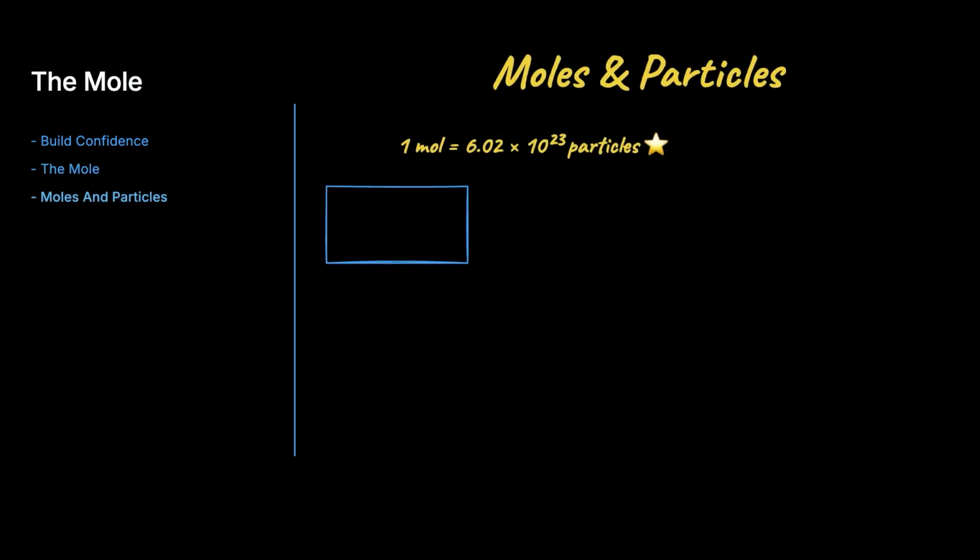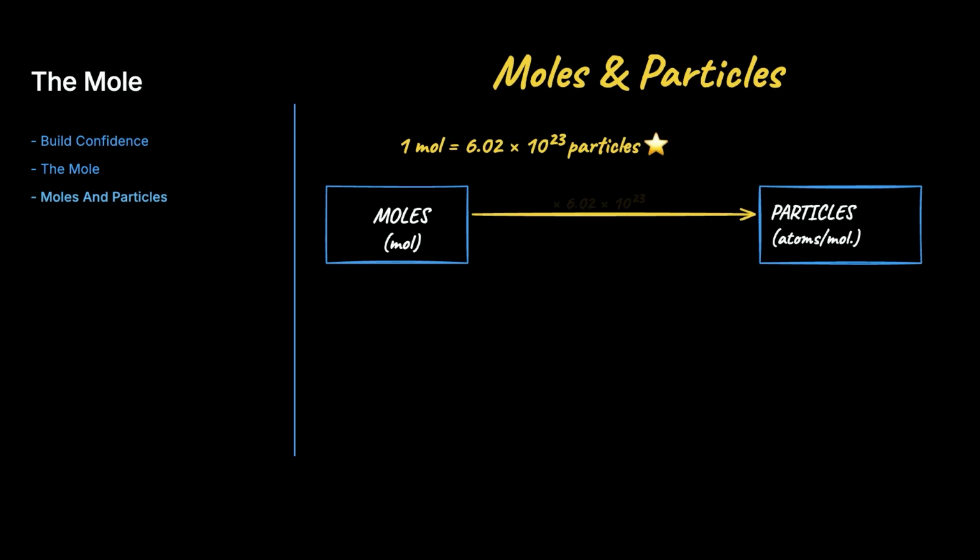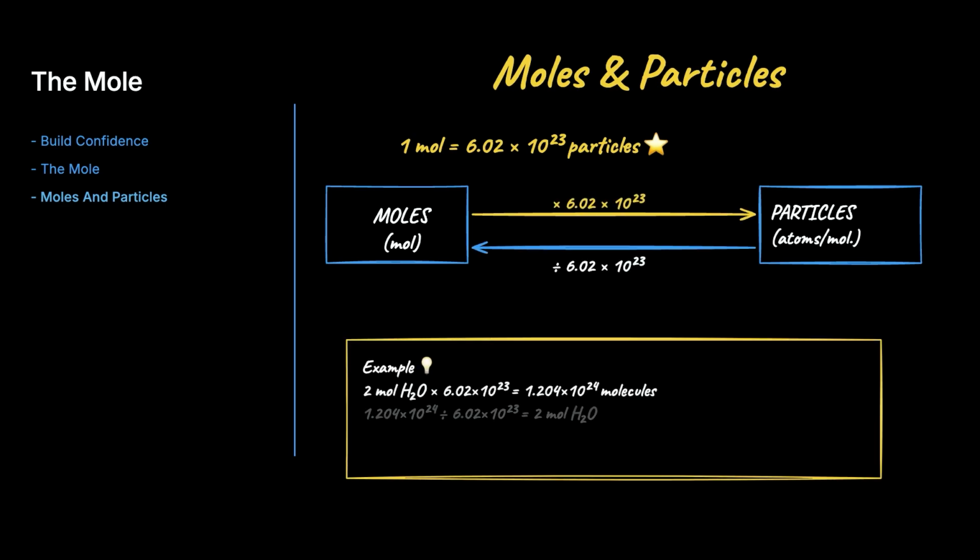Converting between moles and particles is straightforward once you see it. To go from moles to particles, you multiply by Avogadro's number. To go the other way, from particles back to moles, you divide by that same number. Just remember that 1 mole of any substance contains that enormous count of molecules, atoms, or formula units.